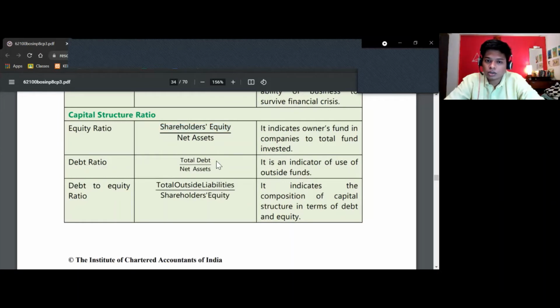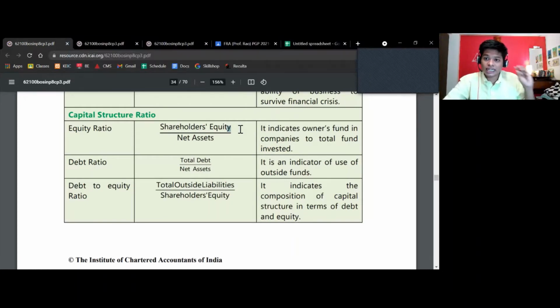Similarly, debt ratio: total debt divided by net assets. It's essentially the same formula, just shareholders equity replaced with debt. One important thing that I mentioned in the last video as well, shareholders equity includes your equity share capital as well as your reserves and surplus. Don't forget to include reserves and surplus, because that money belongs to the shareholder.